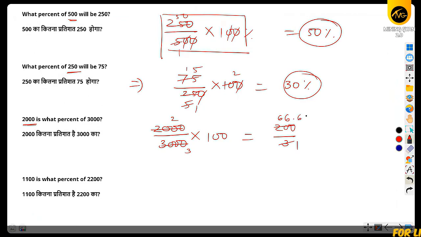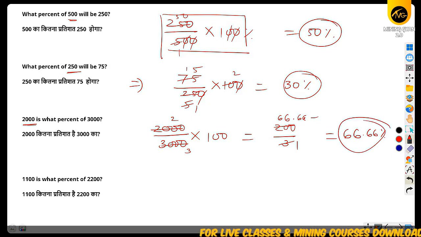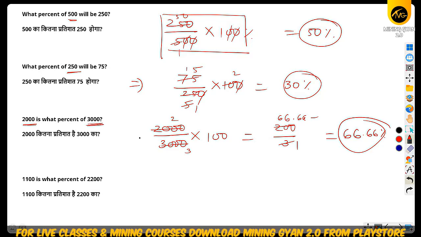Now 0.666 something. So 66.66%. So you can say that 2000 is 66.66% of 3000. Basically 3000 is the total amount. Yes, you can convert it into a mixed fraction. It depends on the options available in the question.